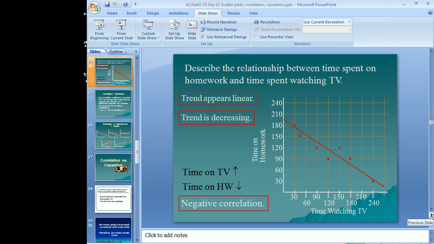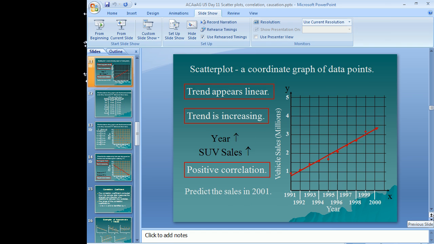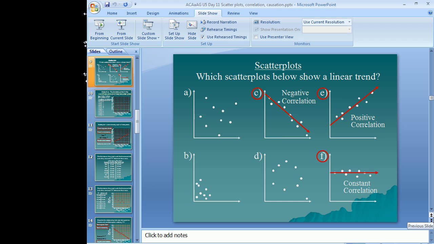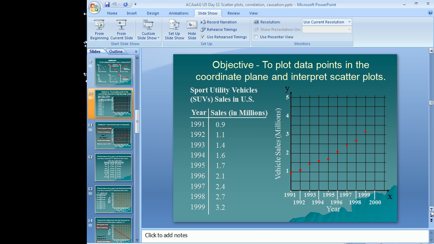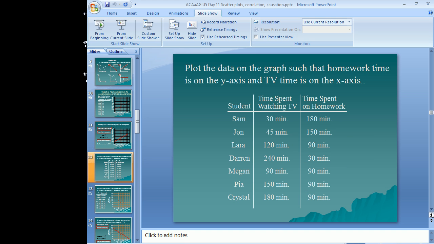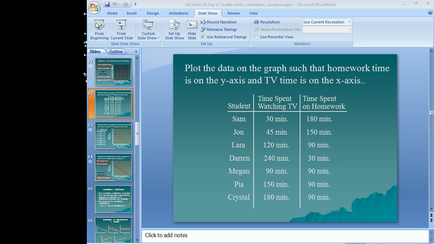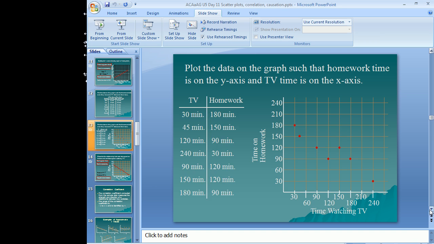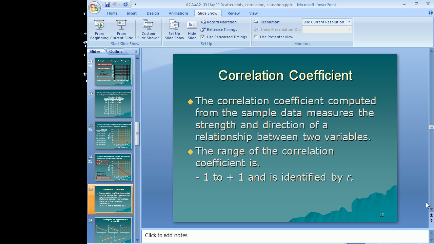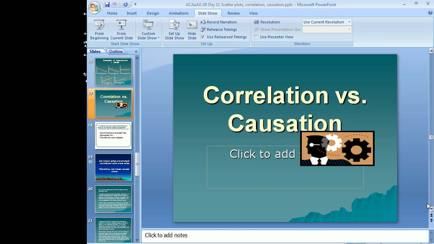And we could do all these, but we don't need to. Did it start over? There we go.